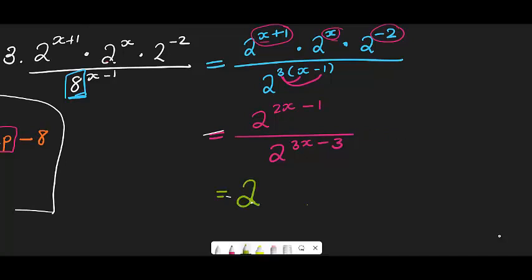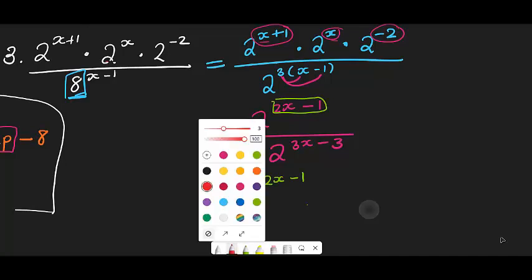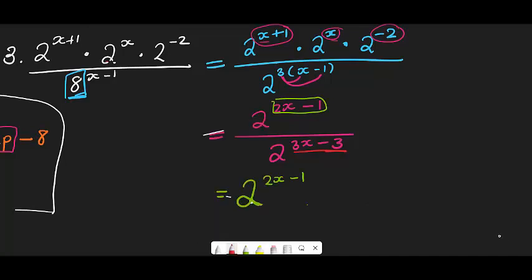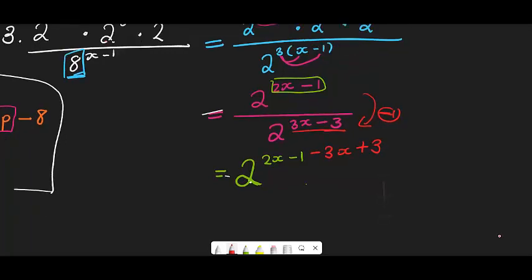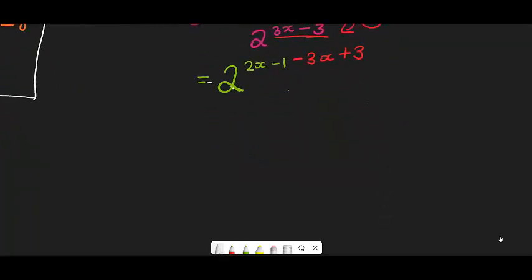So I'm going to write 2 as my base. My numerator, I'm going to write as 2x minus 1 exponents. Then for the denominator, I'm going to write these, but I'm going to put a minus sign. Because it's a denominator, everything must be multiplied by minus 1 for the exponent. So negative 3x, positive 3. Now I can simplify further, and it becomes 2 to the power of 2x minus 3x is negative x, and negative 1 plus 3 is positive 2.